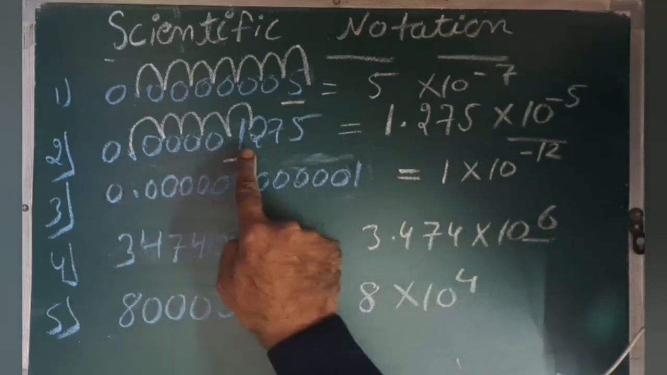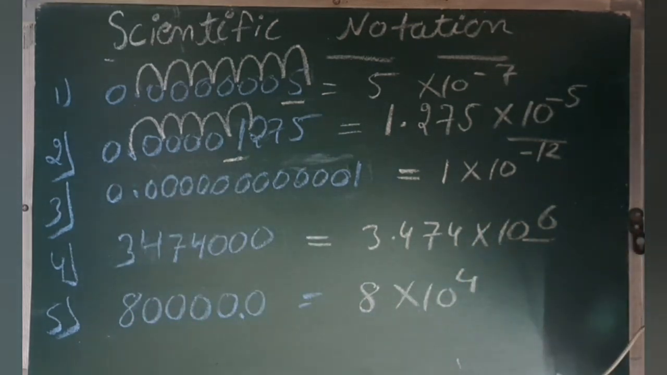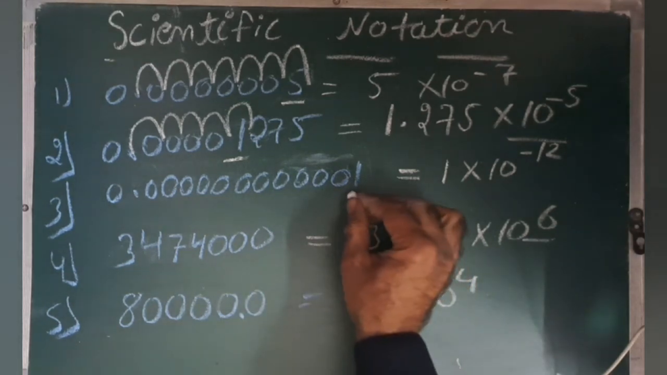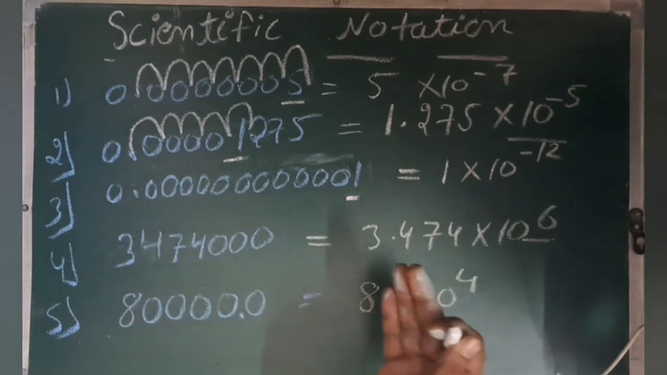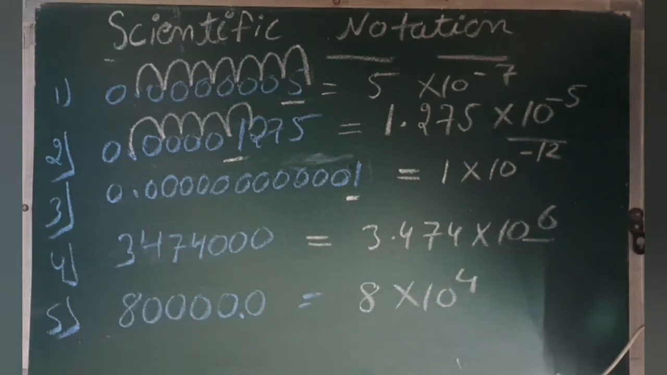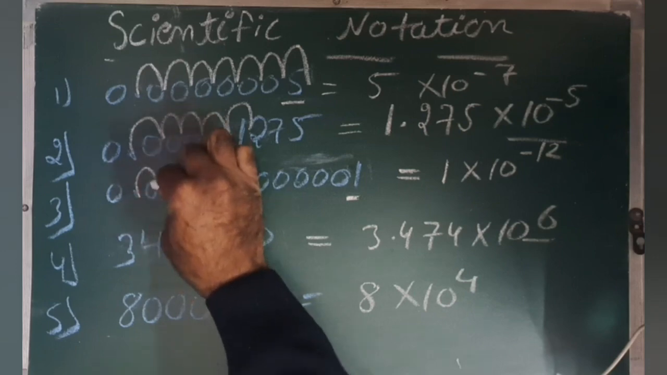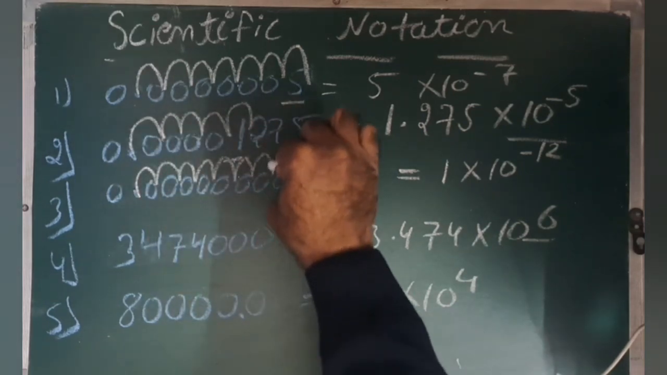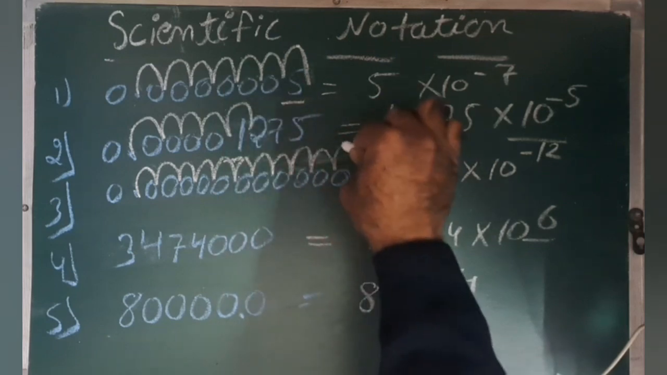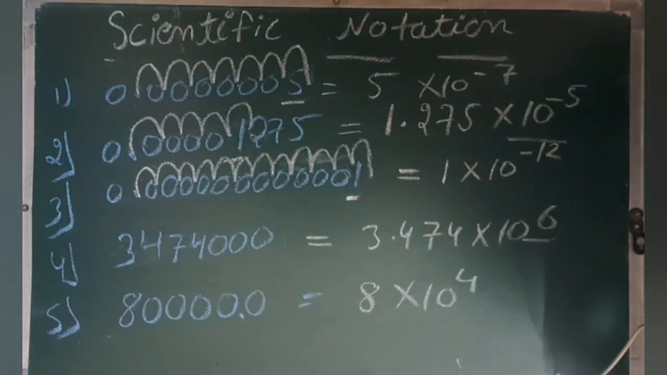Now in the third, again the 1 is the leading digit. So we have to shift the decimal in the right-hand side again, so our exponent is negative. How many times? 1, 2, 3, 4, 5, 6, 7, 8, 9, 10, 11, 12. So we shift our decimal 12 times. That means the exponent is minus 12.